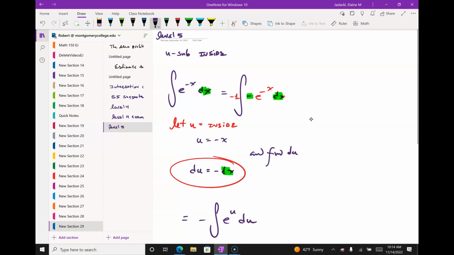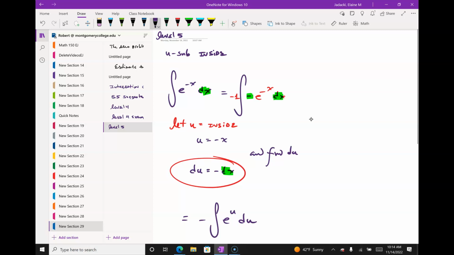No, that's what I want. This is what I want. Right. So that's what I have. This is what I want. Yes. So now we're back to level 1. What's the antiderivative of e to the u? Yeah, e to the u. It's just e to the u, right?